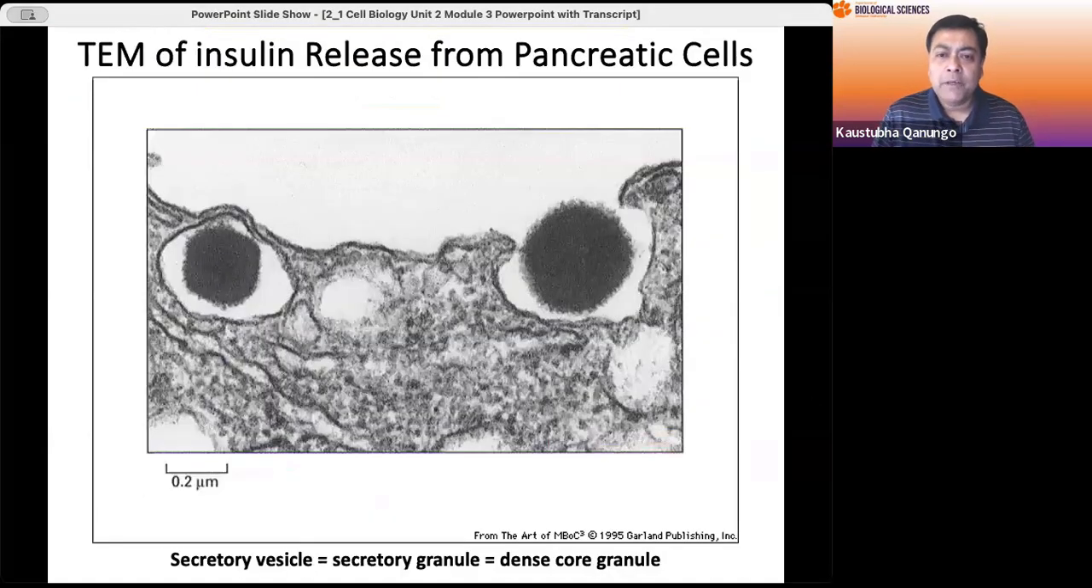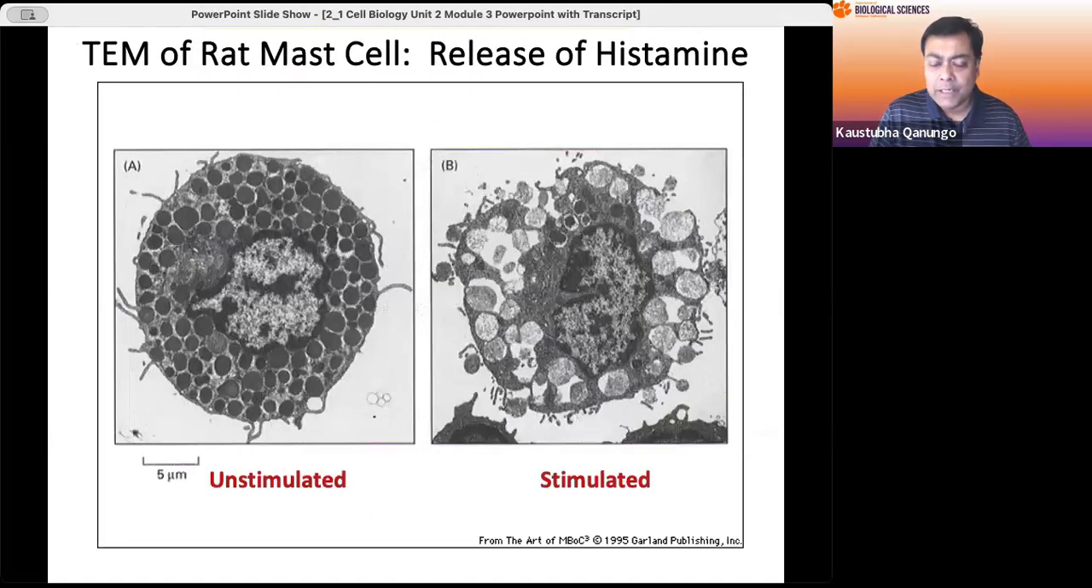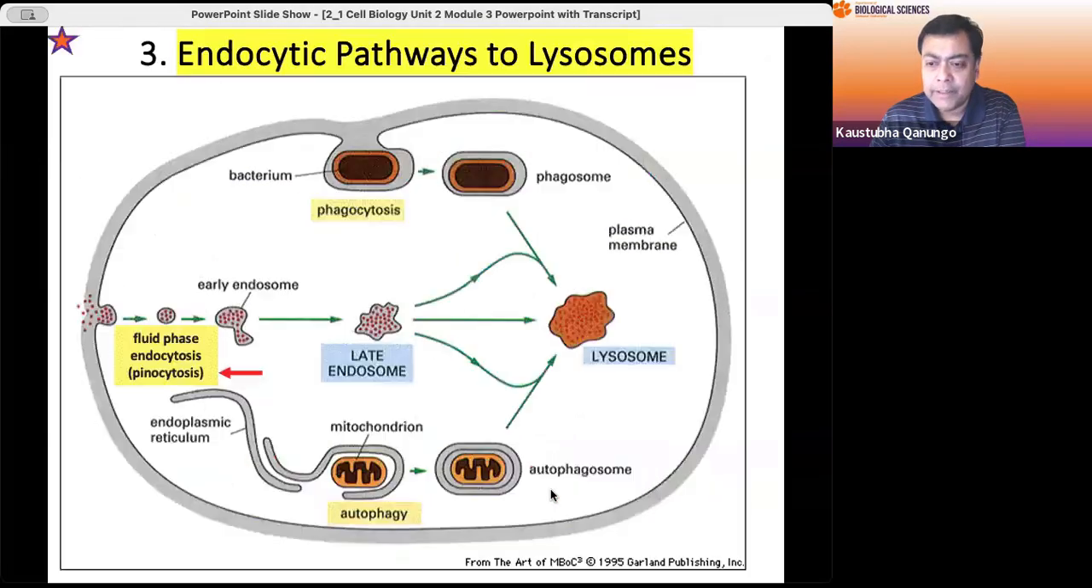All right. So after that, these are just showing how vesicles are released, like the release of histamine from a mast cell, which is the allergic response. Your anti-allergy medications, Claritin, Zyrtec, keep the histamine in the mast cells so that it is not secreted. All right. So after that, we are looking at the endocytic pathways of the lysosomes. You have phagocytosis, fluid phase endocytosis, autophagy, and they can all come to the late endosome and finally end up in the lysosome for degradation. So these are the different parts.